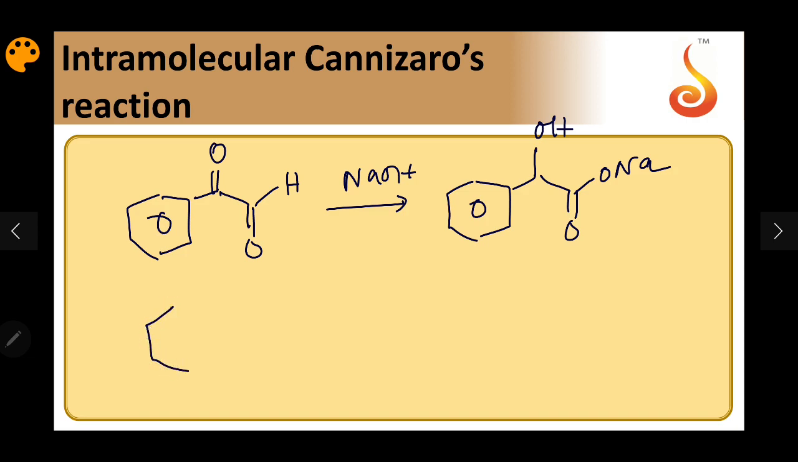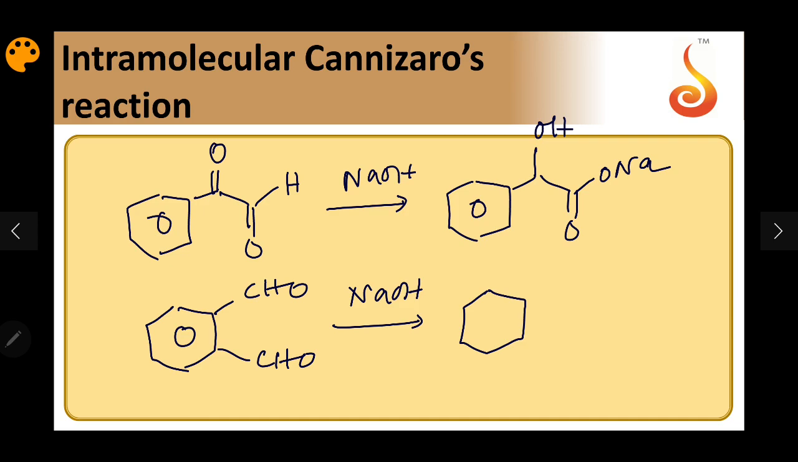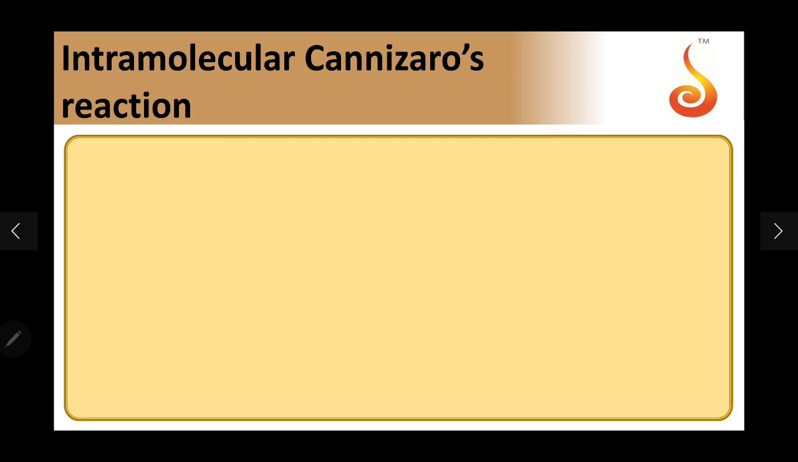I can take even an example like this, benzene with two CHO groups. When I react this with NaOH, one aldehyde gets oxidized and the other aldehyde gets reduced. This is intramolecular Cannizzaro reaction.